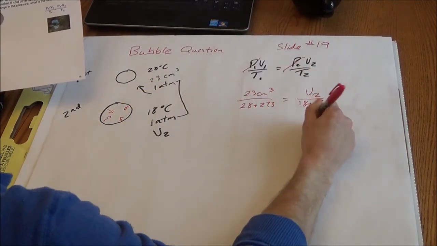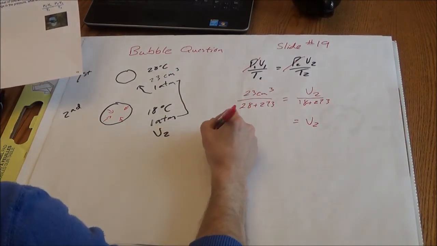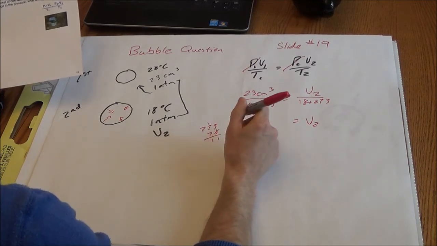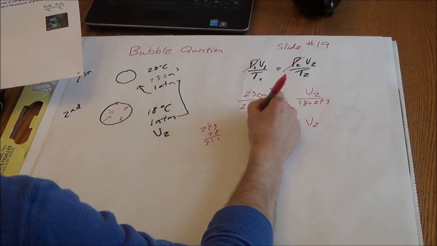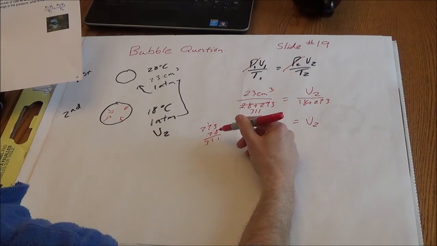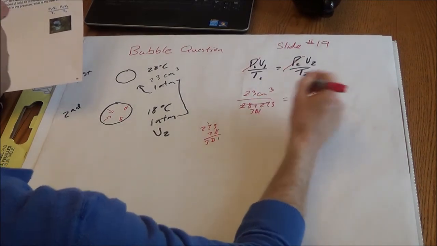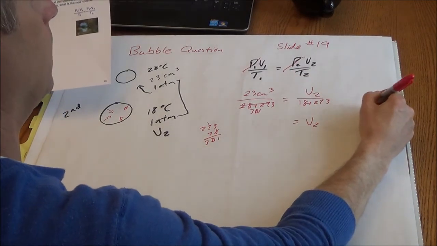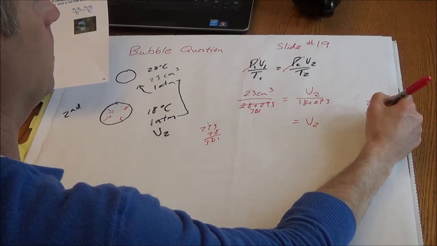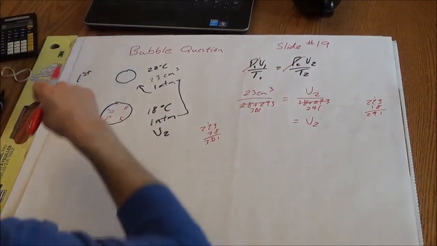Well, let's do the math. Let me solve these. 273 and 28. If I did my math right, that's 311. You check it real quick. Oop. It's 301. I thought it didn't look right. 301. And then 273 and 18. 291. Yep, makes sense.